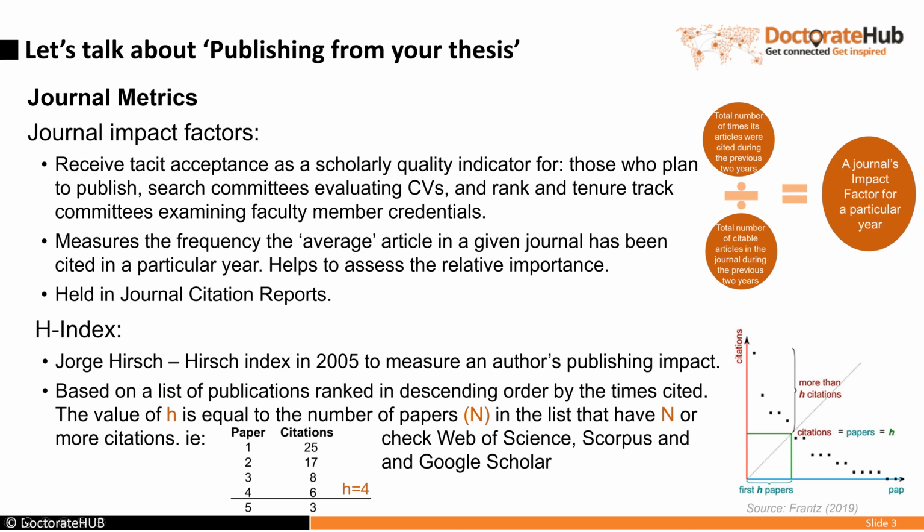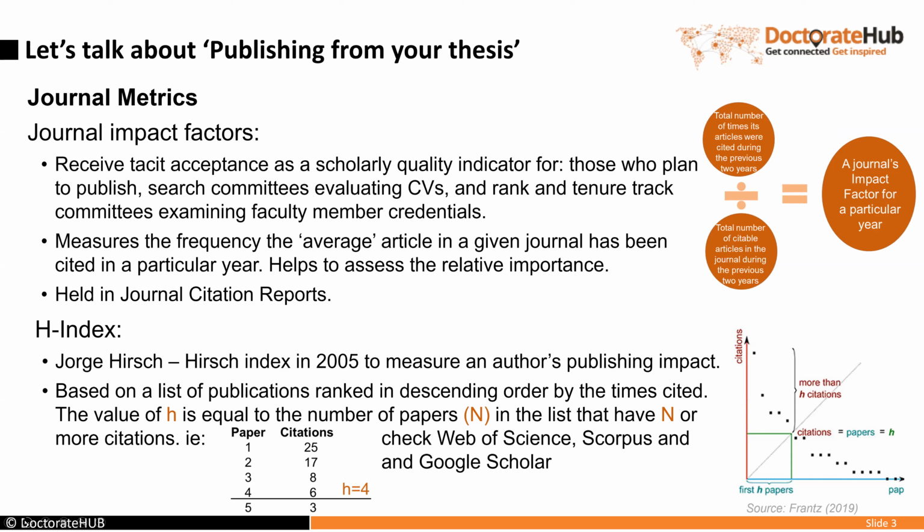To calculate it, it measures the frequency with which the average article in a given journal is cited in a particular year. That helps to assess relative importance, and it's held in the Journal Citation Reports. To do the calculation, they take the total number of times articles were cited during the previous two years, divide that by the total number of citable articles in that journal during those same two years, and that gives you the journal impact factor for any particular year.